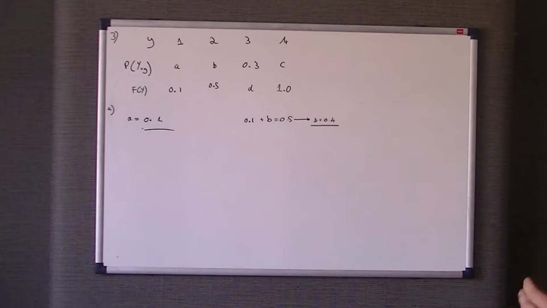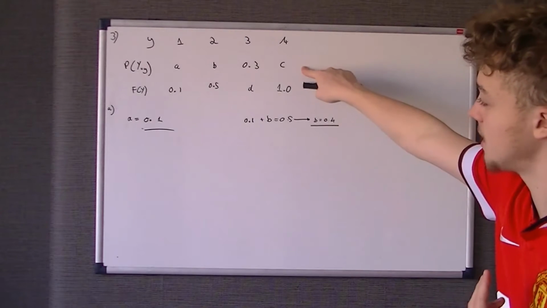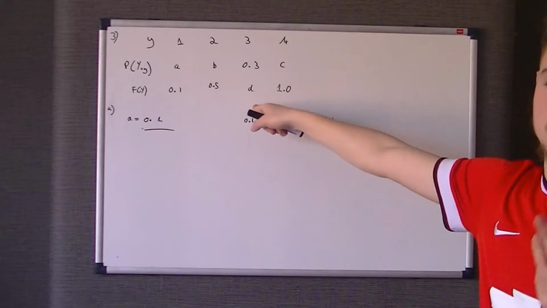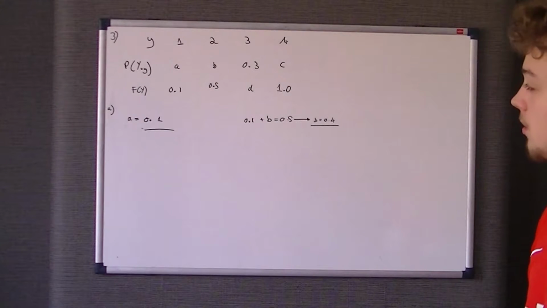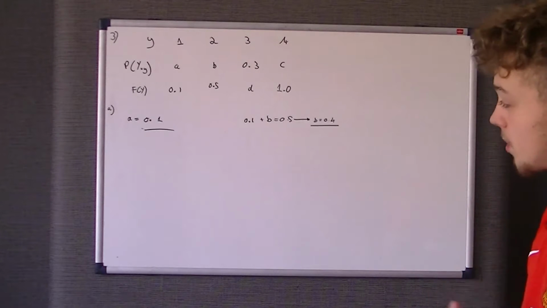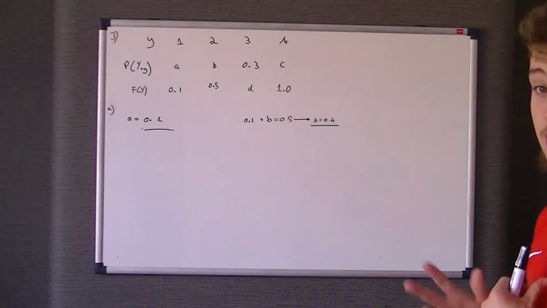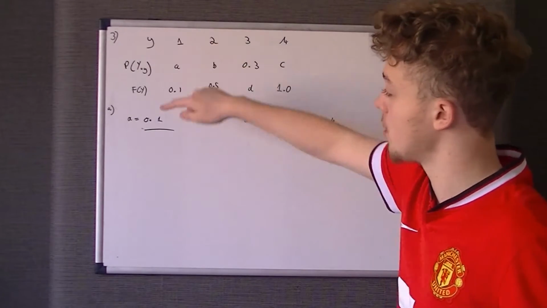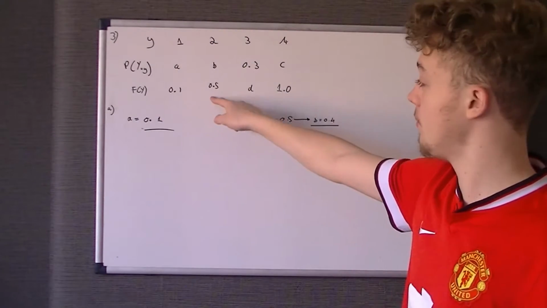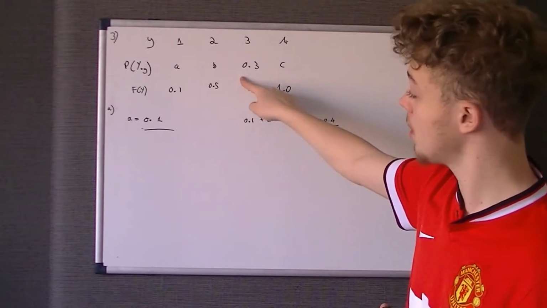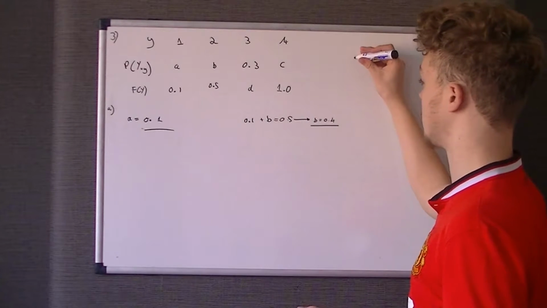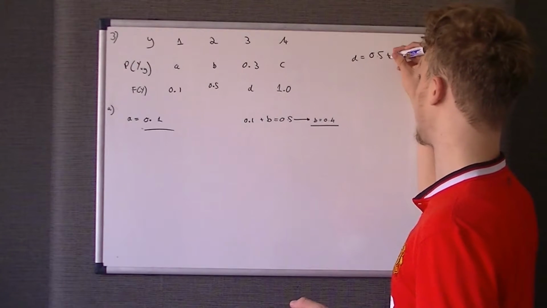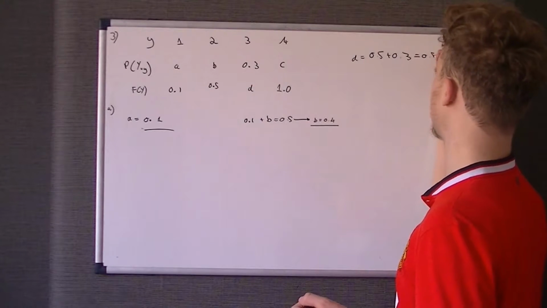Now d might be a little more complicated. The reason I say that is because they put c there, and you would naturally work out d first using this idea. The cumulative probability is the total probabilities up to and including that point. We know a is 0.1 and b is 0.4, so that's 0.5, and then we add another 0.3 on. So d is 0.5 plus 0.3, which is equal to 0.8.